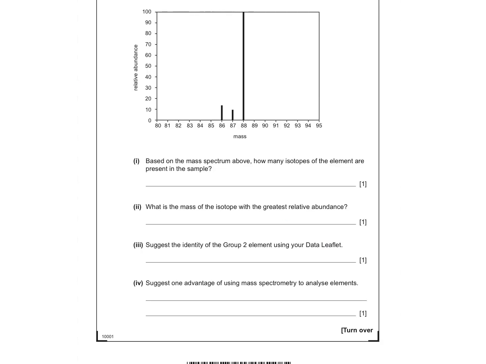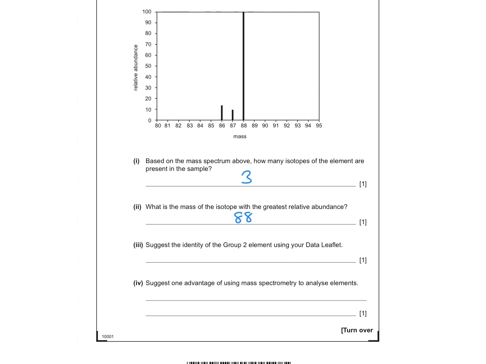Now, mass spectrometry is not on the specification any longer, but you should still be able to answer most of these questions. So how many isotopes of the element are present? Well, that's just based on the number of peaks. You can see there are 3 peaks formed. So the answer is 3. The isotope with the greatest relative abundance, well, that's going to be the highest peak. So that's 88.